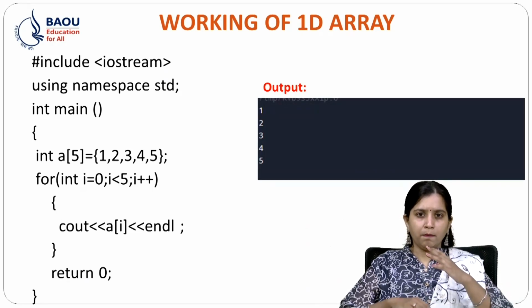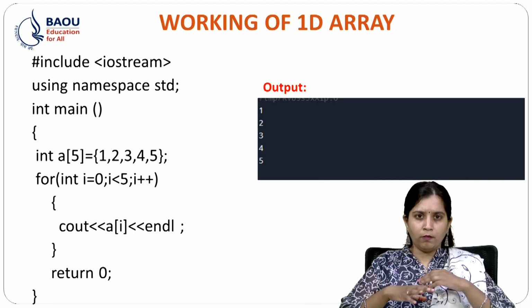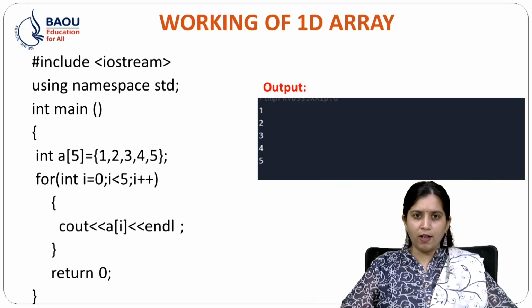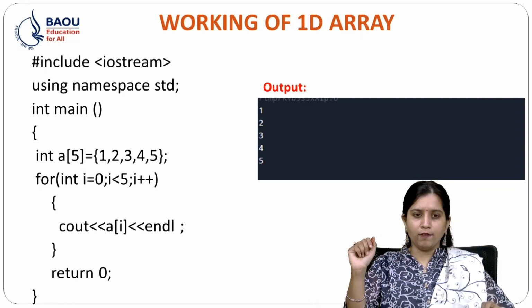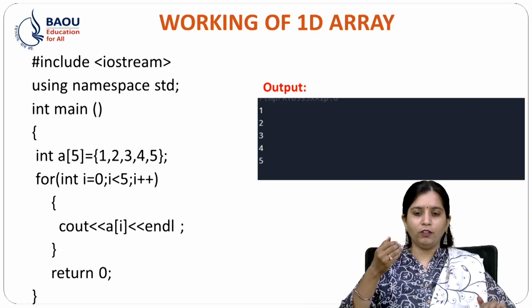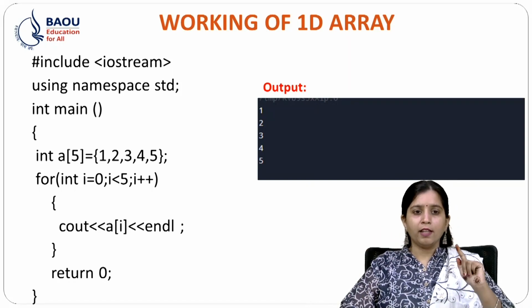So we can represent the array with a picture like this. Each value in an array is called an element. So the values 1, 2, 3, 4, 5 are the elements of array A. Whenever we execute this program, the output of this program is like this.